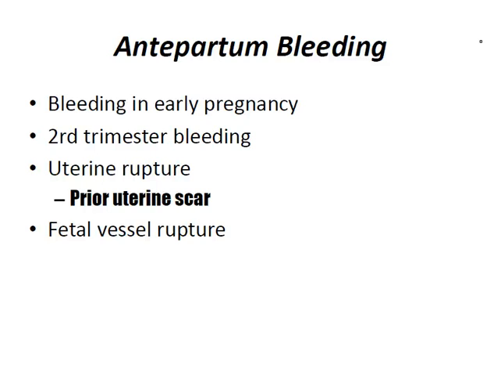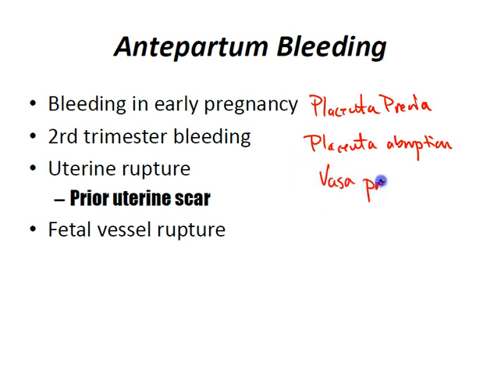The source of bleeding in the third trimester may be obstetrical in origin. You could have placenta previa, placental abruption, vasa previa, uterine rupture, or fetal vessel rupture.